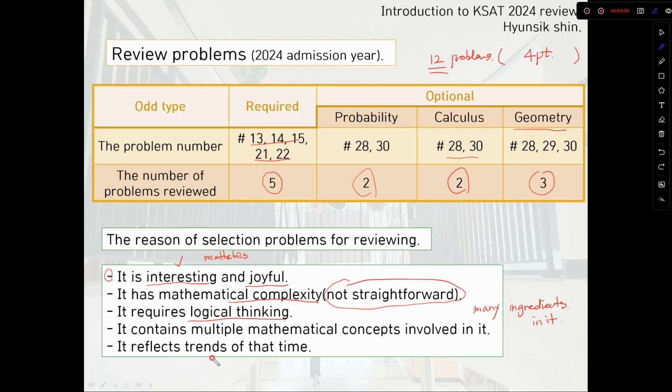And the last point is that some problems reflect the trends of that time, the trend of the era. If you take a look at a 90s problem and compare it to a 2020s problem, you can notice that there are certainly some differences.